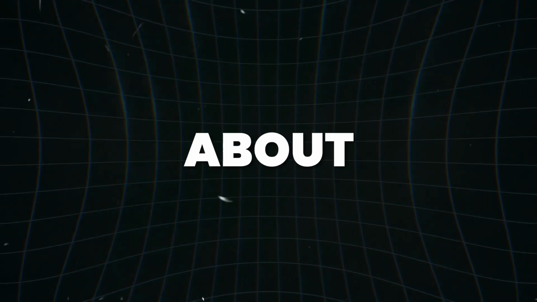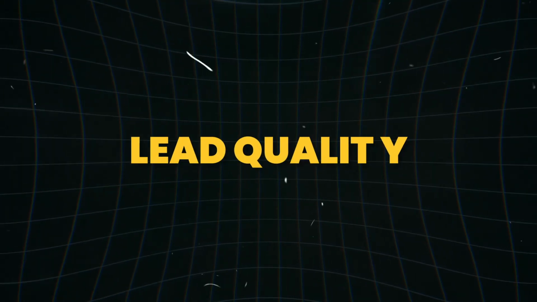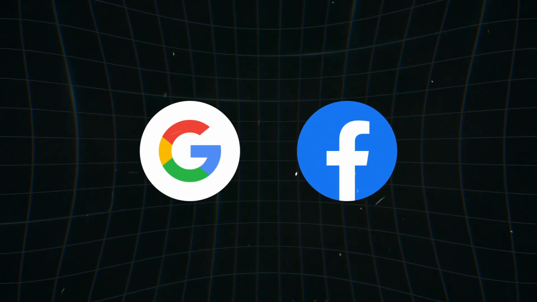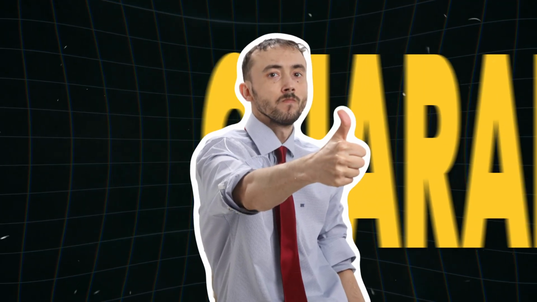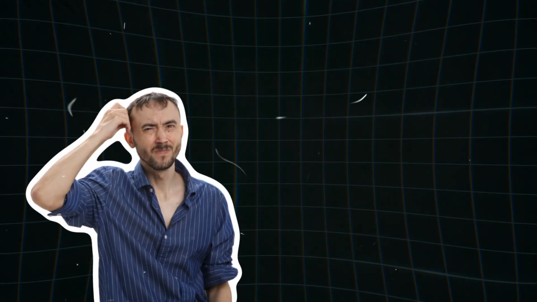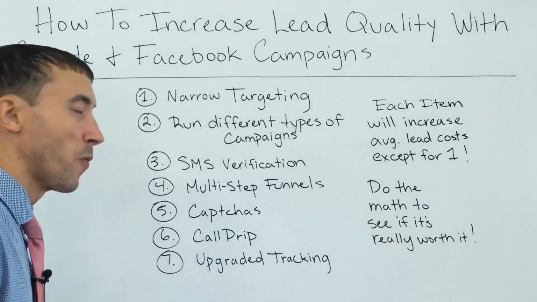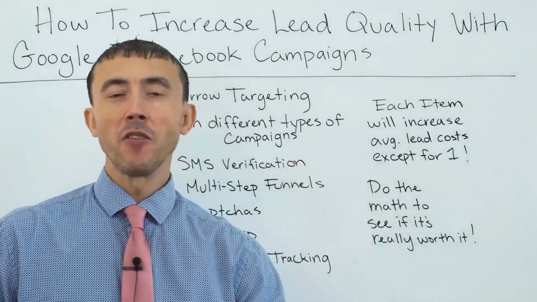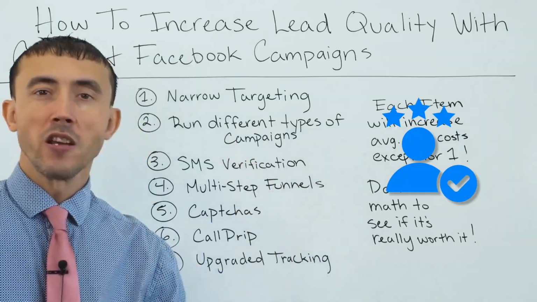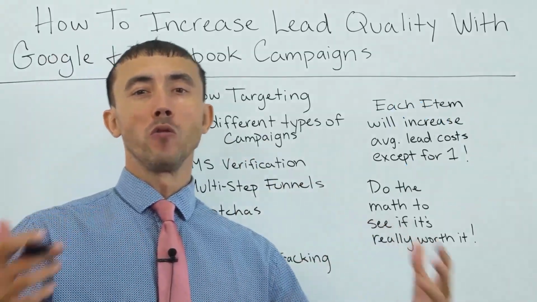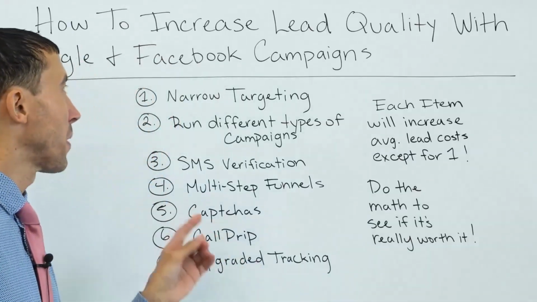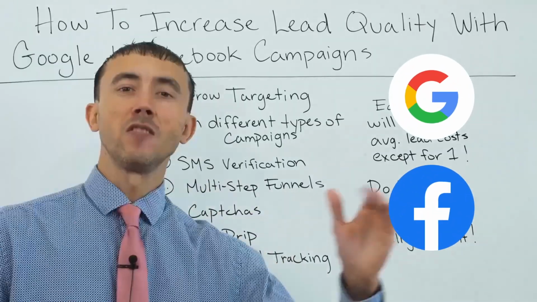Today's video, we're going to talk about how to increase lead quality with Google and Facebook campaigns. I guarantee by the end of this video, you're going to have the lead quality issue that you have right now fixed, because these 7 things, 1, 2, 3, 4, 5, 6, 7, have everything to do with lead quality, increasing it or decreasing it if you don't do these things, okay? And it applies to Google and Facebook both.